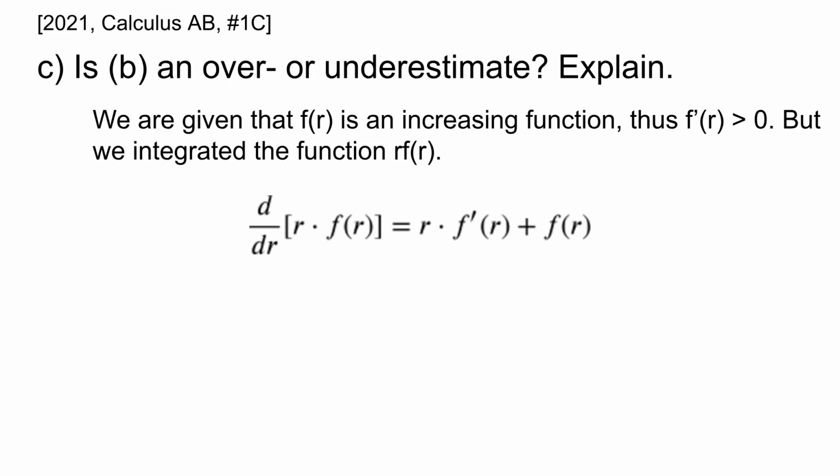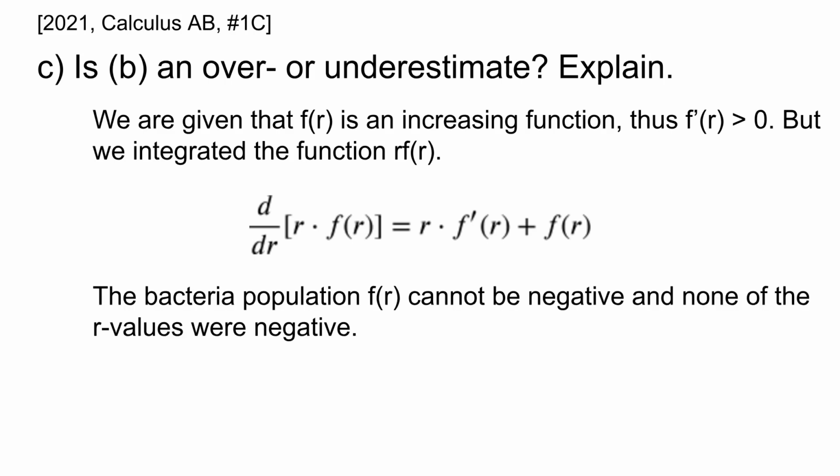So we have to consider the actual function r times f of r. If we differentiate that function, we'll need to use the product rule, and we will get r times f prime of r plus f of r. So the bacteria population f of r cannot be negative. That would not make any sense at all. And none of the r values that we were given were negative, nor would that make any sense at all.